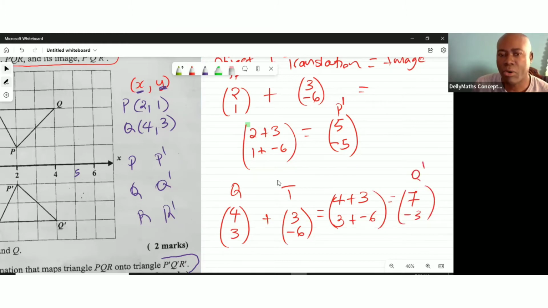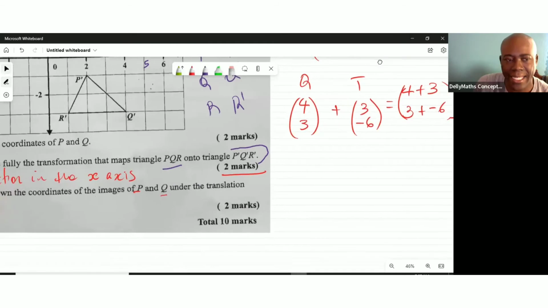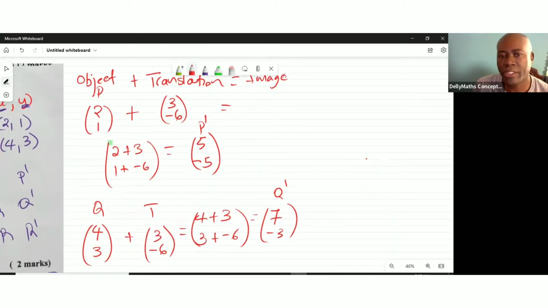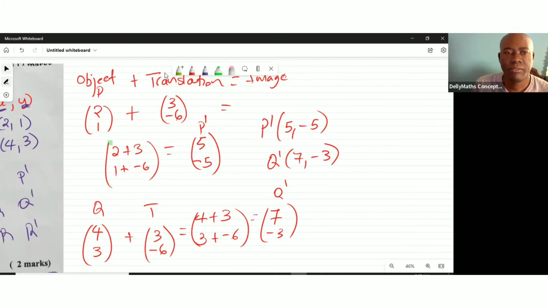But remember though, we're not just going to leave it like that. It did say the coordinates. So coordinates cannot be written in a vector format. So let's write the coordinates. P prime is 5, negative 5, and Q prime is 7, negative 3. So there it is for that one.